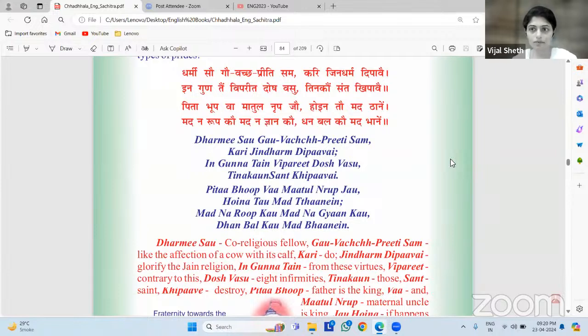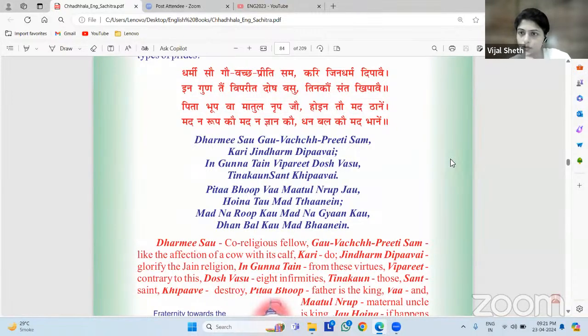If you don't understand something and you ask, that is an ang of Swadhyay, Vachna, Puchna. So asking out of curiosity is encouraged. But doubting what Bhagwan has said is a dosh and a fault, and it will not allow you to proceed ahead on the path of liberation. So now all these eight are gun. In gun te vipareet dosh vasu. These eight are gun, and opposite to them are the eight flaws. So you will understand the flaws.